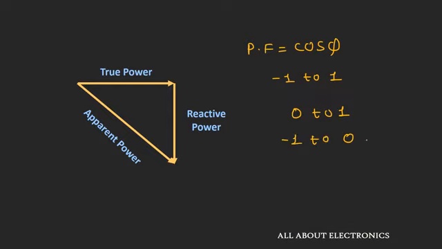So whenever we have an inductive load, in that case the power factor is known as the lagging power factor, because in case of the inductive load the current lags the voltage. While in case of the capacitive load the power factor is known as the leading power factor, because in case of the capacitive load the current leads the voltage. So that is all about the leading and the lagging power factor.